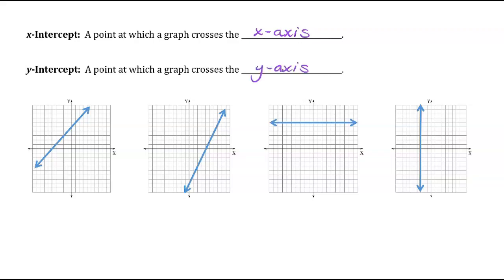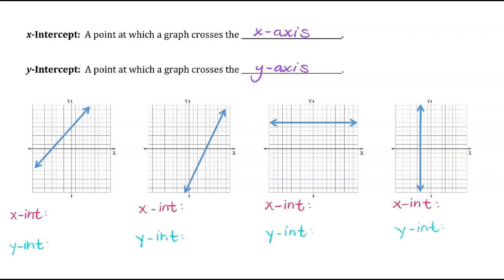One way to identify any intercepts is to look at the graph of an equation. Let's walk through each of these four graphs and identify any intercepts. Our first graph has an x-intercept right here, where the graph crosses the x-axis. That is the point -5, 0. This graph also has a y-intercept where it crosses the y-axis here, and this is the point 0, 5.